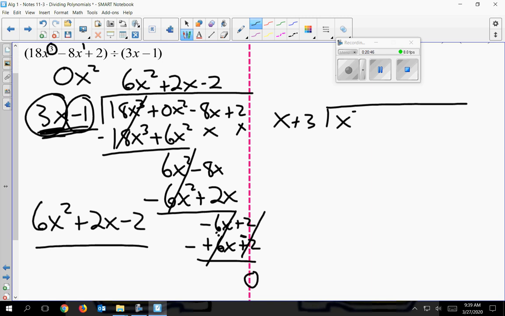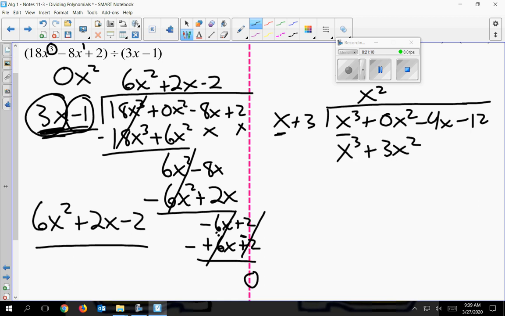X to the third, put in a 0x squared because I didn't have a power of 2, minus 4x plus 12. Okay. All right. How do you make x into x to the third? Multiply it by x to the second, but distribute that. So I get x to the third plus 3x squared.